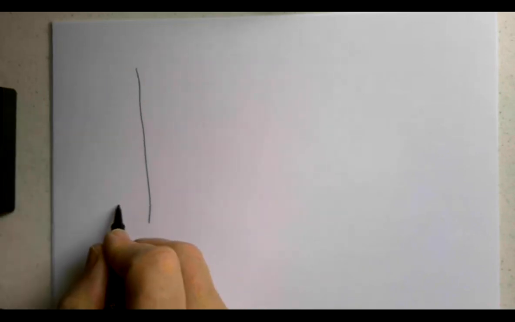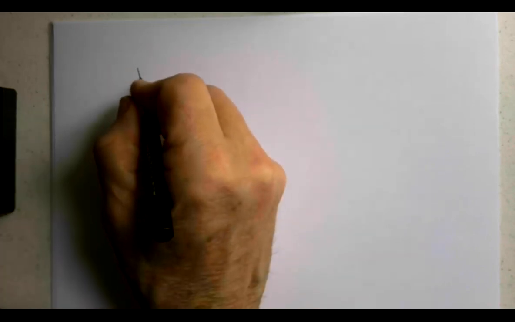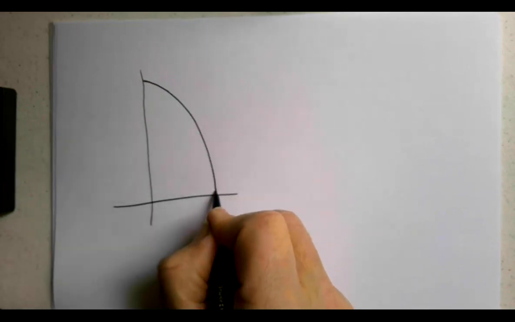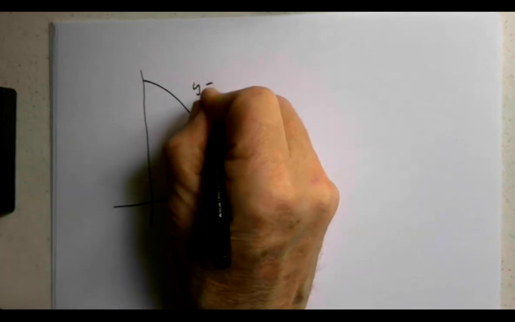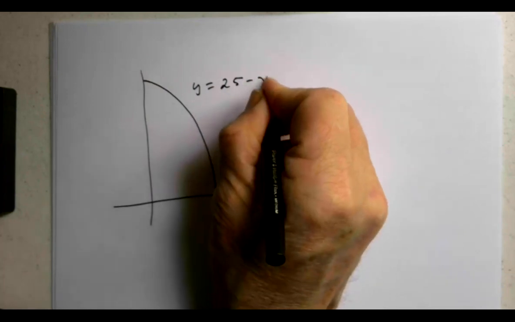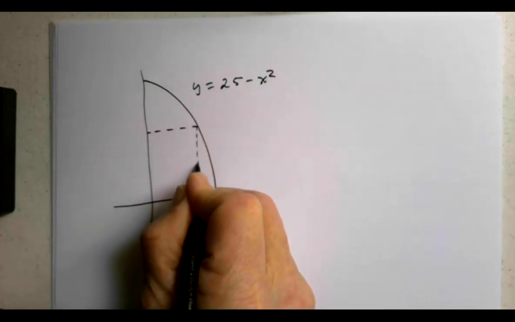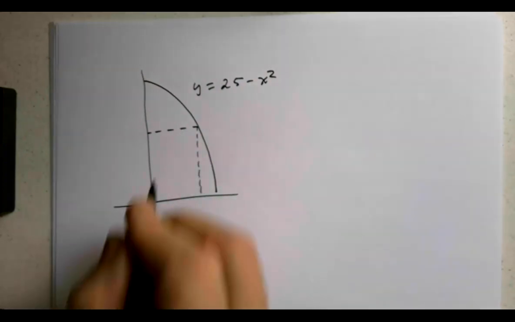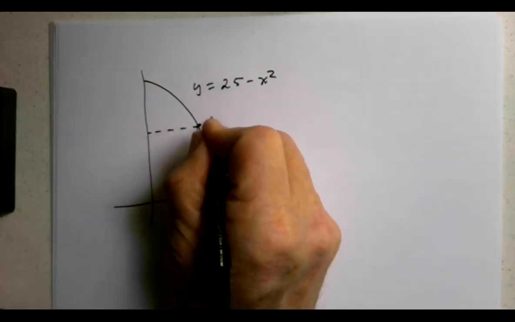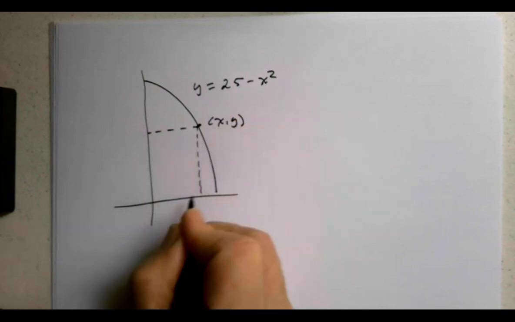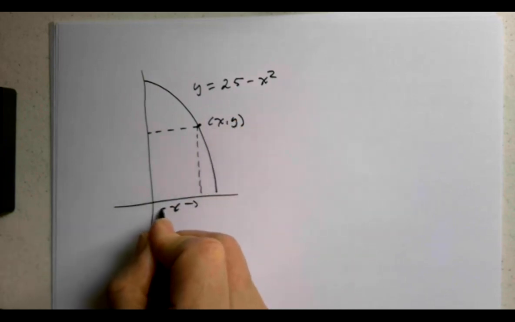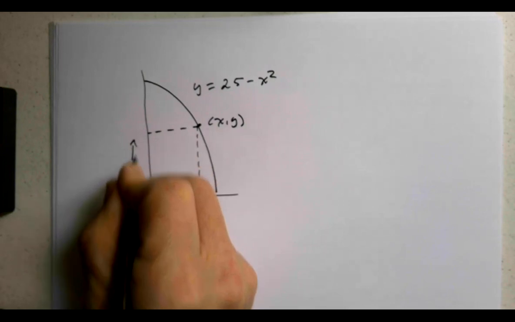We'll go ahead and draw it. I'll exaggerate some of the shape a little bit. So this is y equals 25 minus x squared. And we are drawing a rectangle. We want to find the biggest such rectangle we can find. So this is a point x, y. So of course this length is x and this length is y.